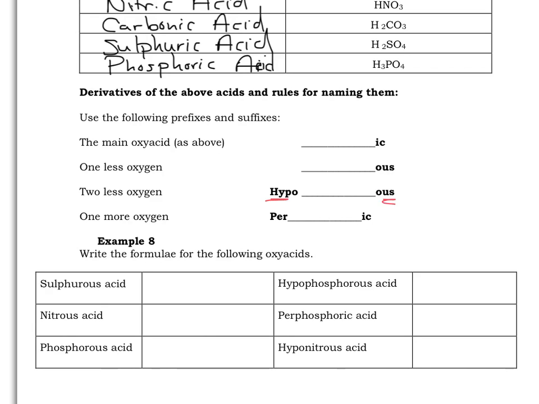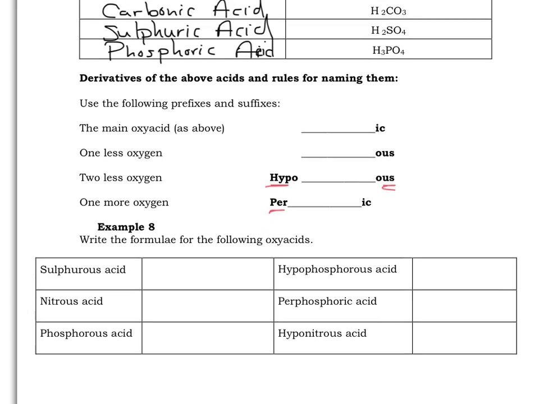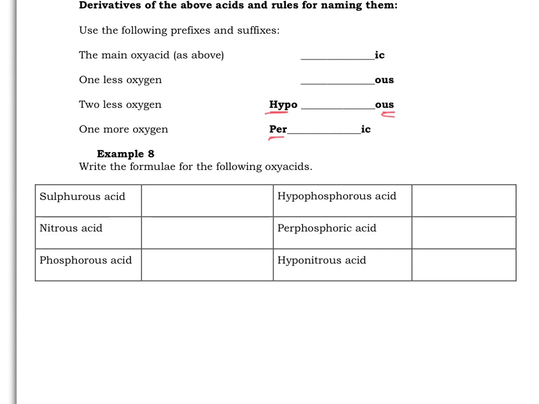And just like with the polyatomic ions, when it has more oxygens, we are going to use the prefix "per" with the standard ending, "ic". So try these examples down here. You're going to want to look at your polyatomic ions sheet again and give these a try. Pause the video, try them, and then check.